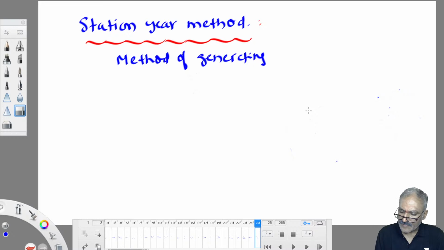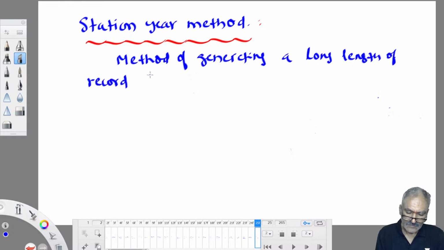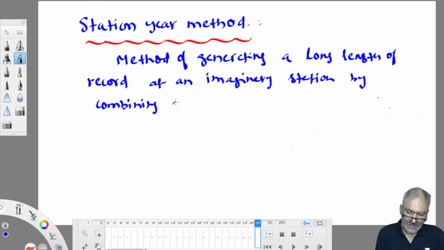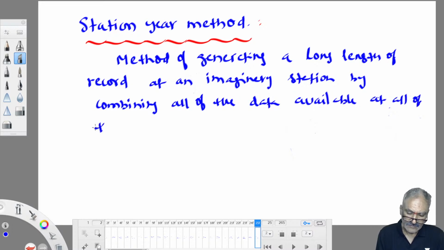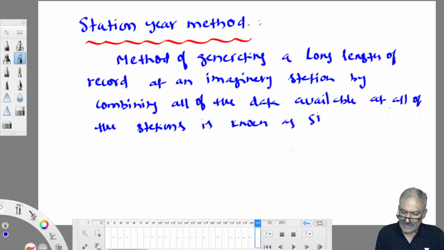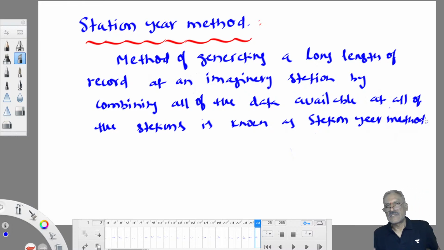So it is a very small concept. This is the method of generating a long length of record at an imaginary station by combining all of the data available at all of the stations. It is known as the stationary method.